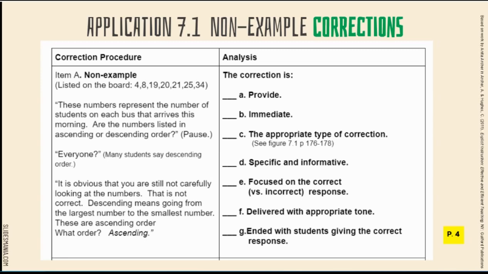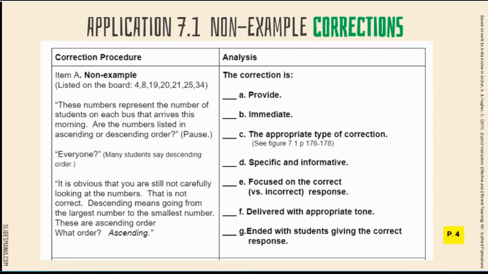Item A, here's a non-example. So basically they're saying listed on the board are the numbers 4, 8, 19, 20, 21, 25, and 34. And then in the quotation marks is what the teacher is saying. And then it'll say she pauses, and then what everyone says. So read through this, and then you will hear what, in the italicized words, that's what the students are saying. Okay, so if you see italics, that's the students' response.